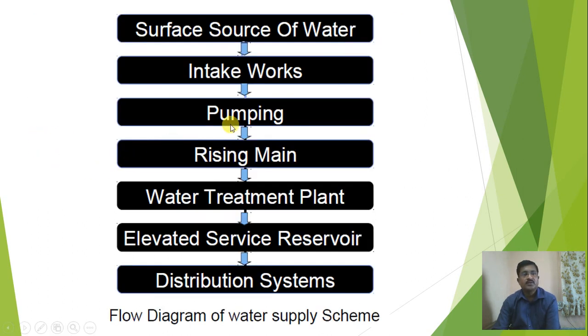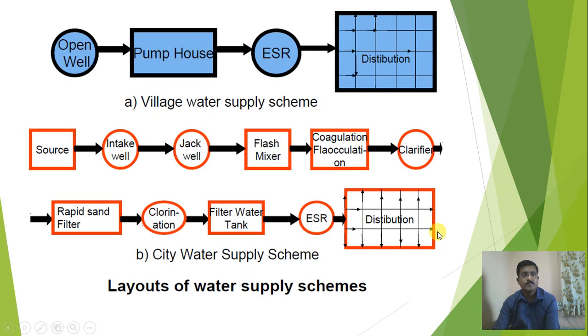This is the flow diagram which shows how the water supply scheme functions. Surface source of water, intake works, pumping, rising main, water treatment plant, where the water is processed and treated, elevated service reservoir where the water is stored, and distribution system. After that, a proper distribution system is necessary so that water can be served to the society.